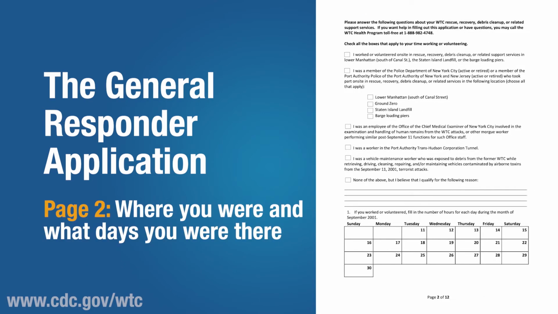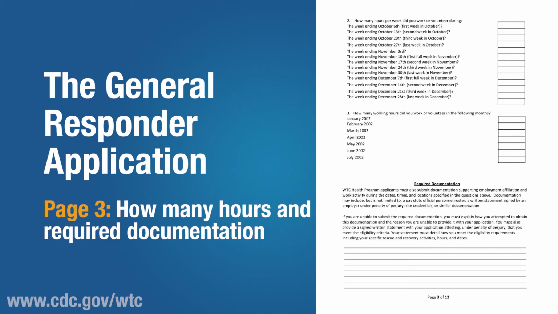Page 2 asks where you were and what days and hours in September 2001 you worked or volunteered in a WTC rescue, recovery, debris cleanup, or related services. This should be completed based on your best recollection. Page 3 asks how many hours in October 2001 through July 2002 you worked or volunteered, and asks for required documentation.